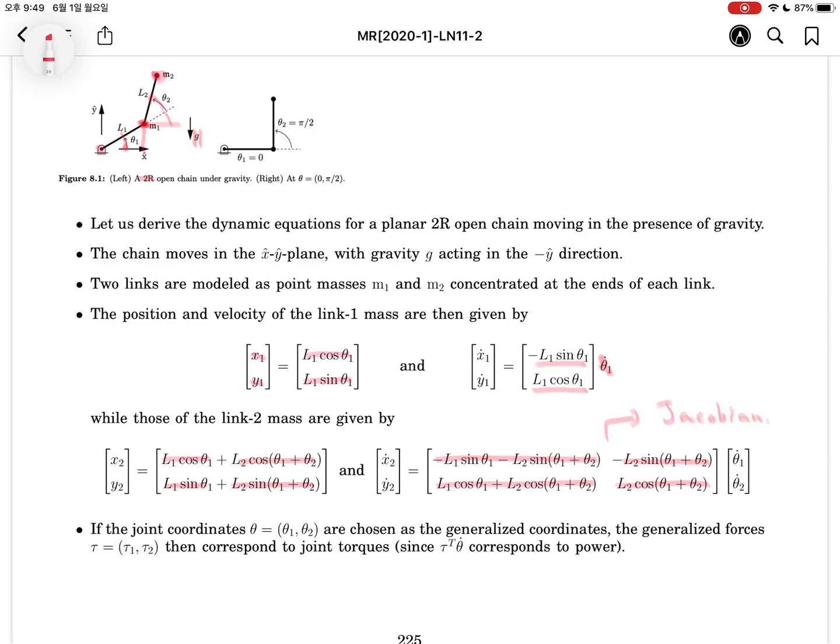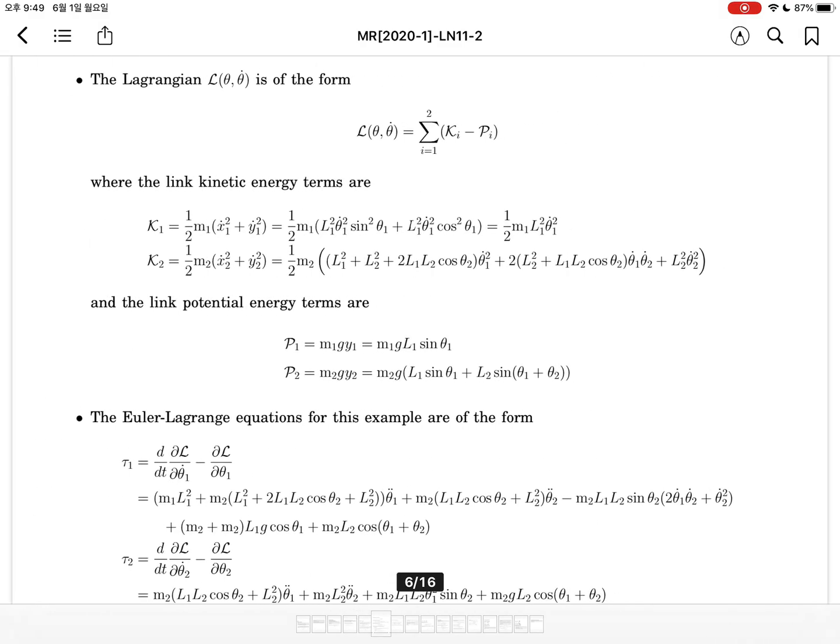Okay. So if the joint coordinate theta is chosen as the generalized coordinate, then the generalized force should be equal to the joint torque to make the power. Is it right? You should keep it in mind: all the time, the generalized force should be chosen according to the quantity of the joint generalized coordinate.